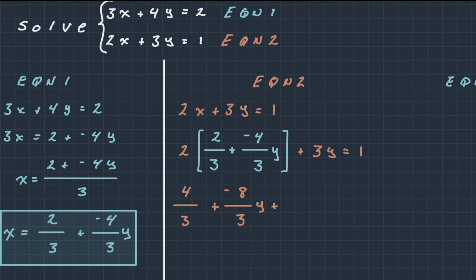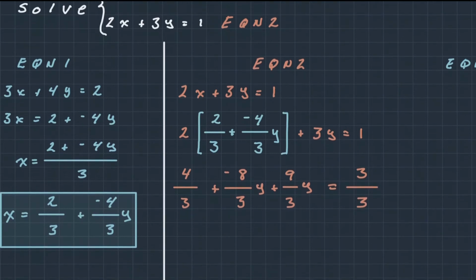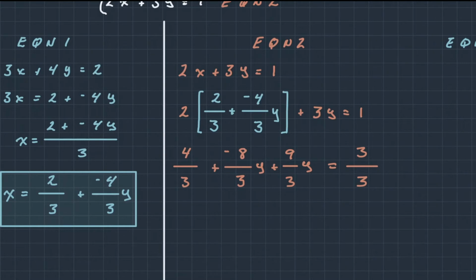Plus 3y, but I'm going to rewrite that 3 as a 9 over 3 coefficient. Now you can see that we have a common denominator throughout that left expression. In fact, let's change that 1 to a 3 over 3. So I have a common denominator of 3 throughout my equation. Next, I'm going to simplify that left expression by collecting those like terms of negative 8 over 3y plus 9 over 3y and adding them together to give me the sum of 1 over 3y.